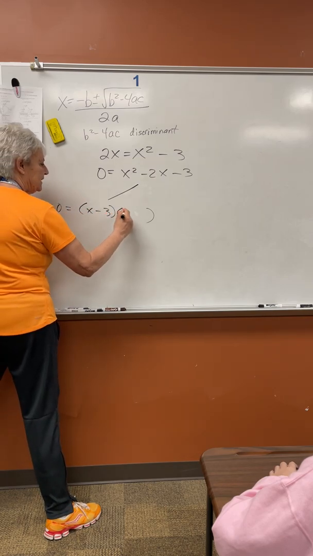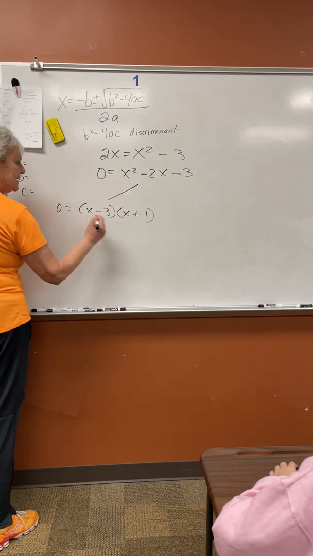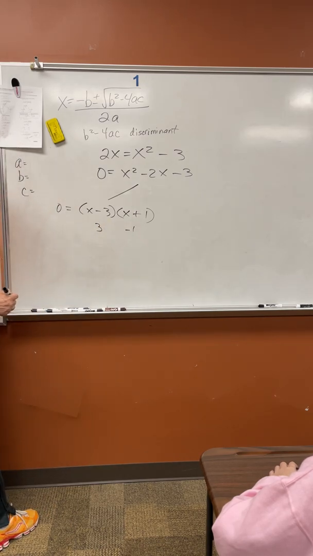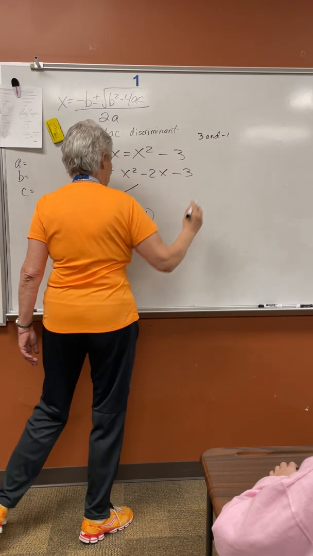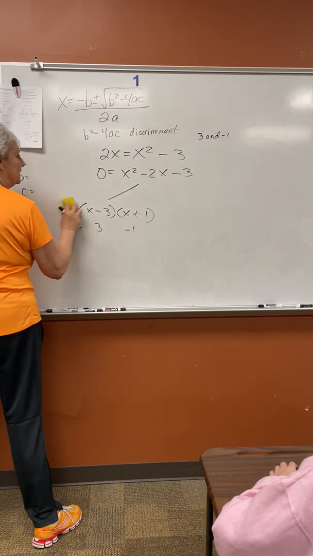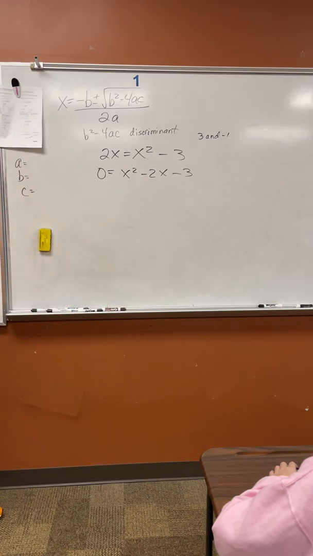X minus 3. So my answers are 3 and negative 1. Let's just put that here. 3 and negative 1. Quadratic formula. I did have a kid take a whole final only using the quadratic formula because he couldn't factor, but he didn't finish it because it takes too long.